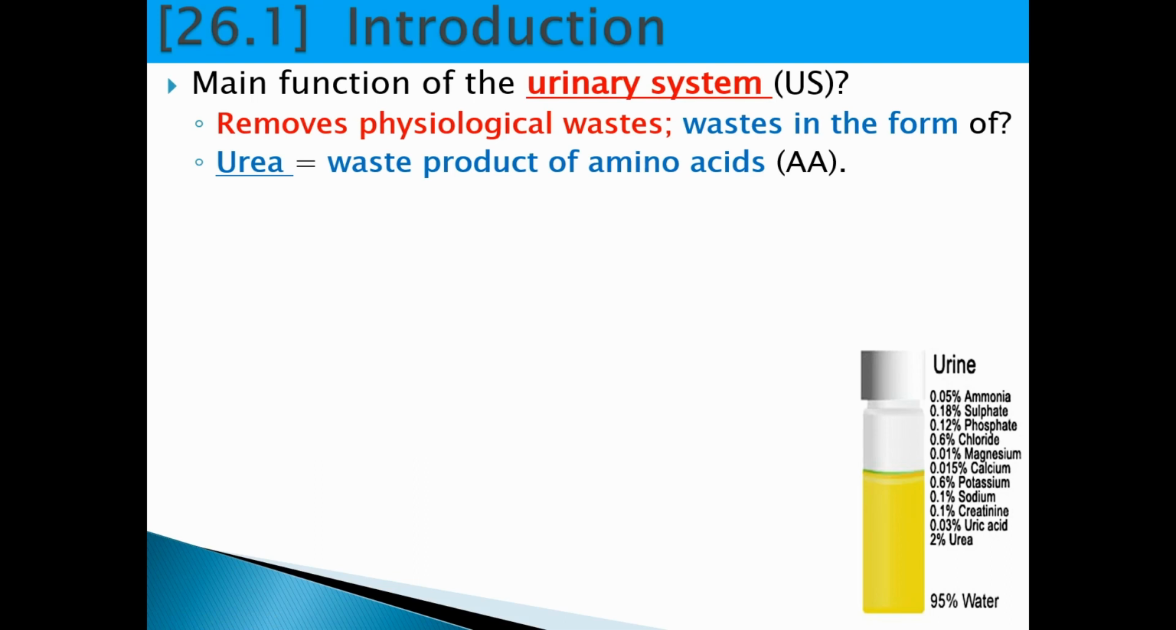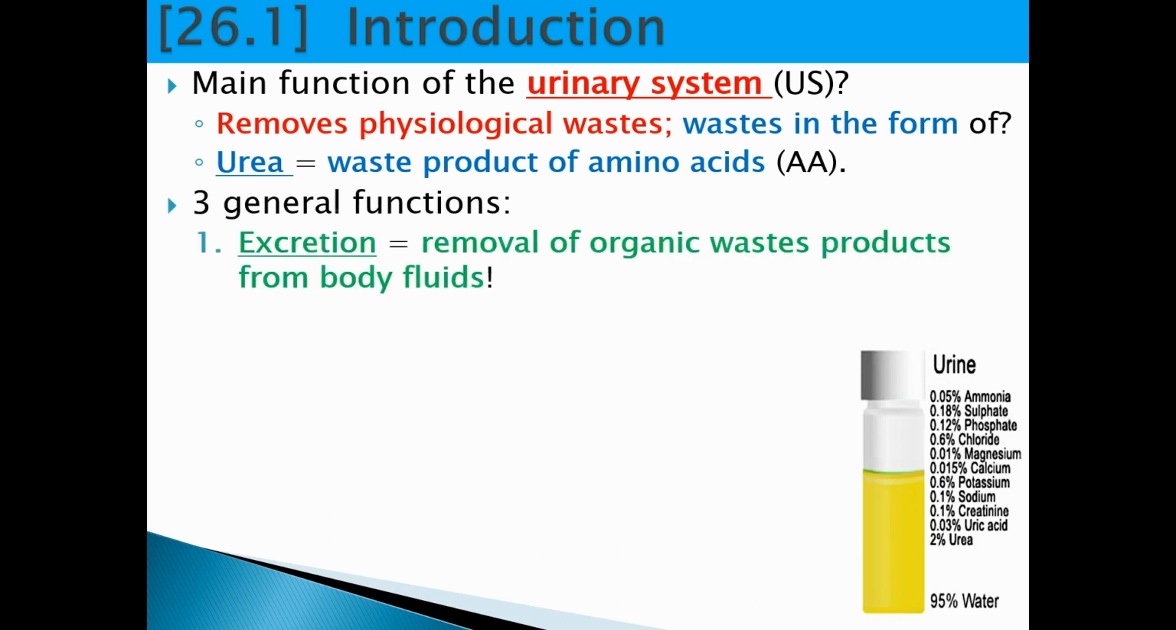We talked about deamination producing ammonia, and that ammonia has to be detoxed at the liver to produce urea. So you definitely should know that urea is a combination of ammonia and CO2. Definitely know that main waste.